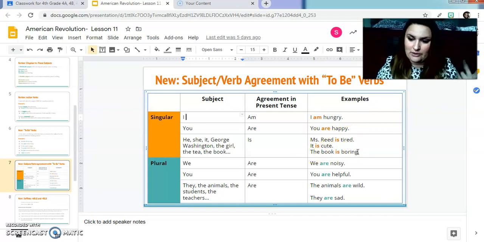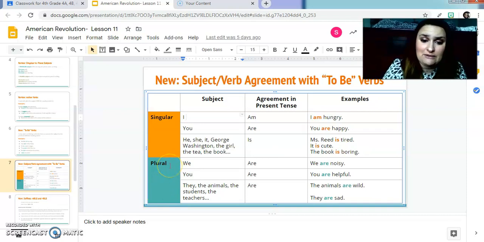So it's only one person, place, or thing that you are talking about. Remember, again, you're using is. Now, plural, so if we're talking about more than one person, is pretty simple because you're always going to use the same verb for the to be. So we are noisy. If you have we, you're always going to use are. We are noisy. You don't want to say we is noisy, we am noisy, right?